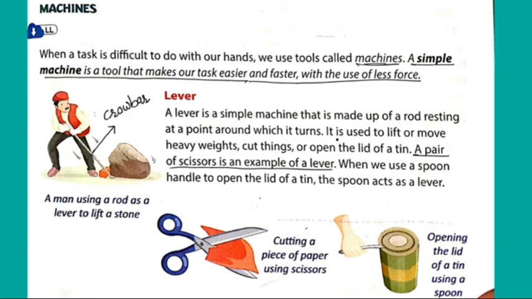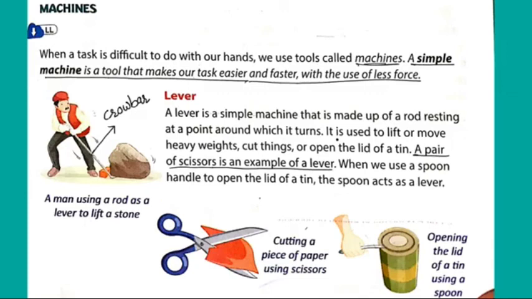For example, hammer, scissor. A simple machine is a tool that makes our work or task easier and faster with the use of less force. Using a simple machine, our work becomes easier and faster also. मशीन से हमारा वर्क कैसे होता है? Easy और fastest. Now, first we discuss a simple machine, that is the lever.